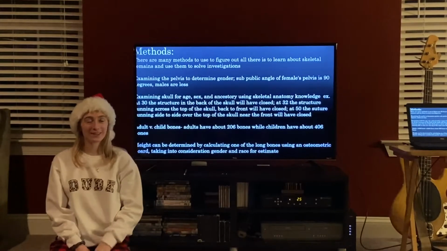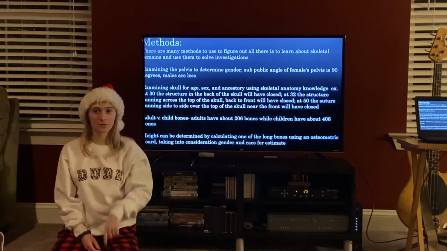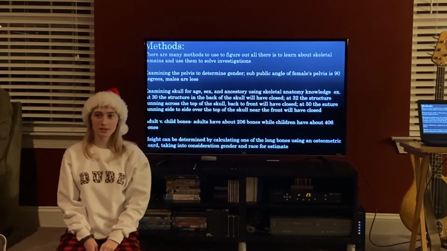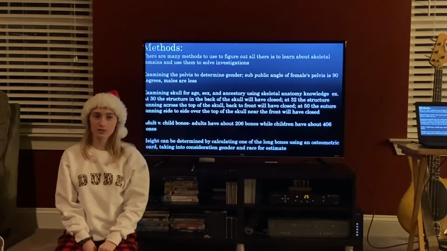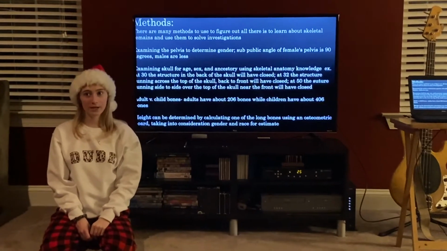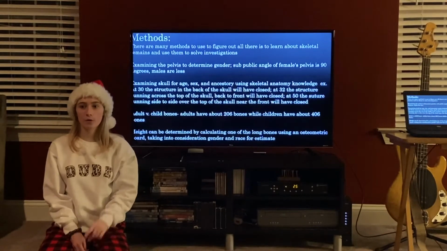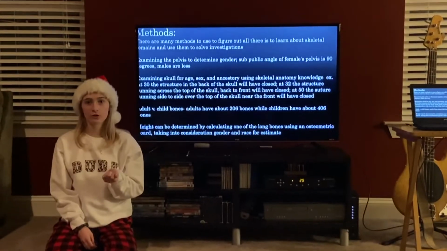Methods, Part 1. I'm not going to bore you by reading off all my methods, so I just have some listed here for you. Some methods used with skeletal remains include examining the pelvis to determine gender, examining the skull to determine age, as well as height determined by calculating one of the long bones using an osteometric board.